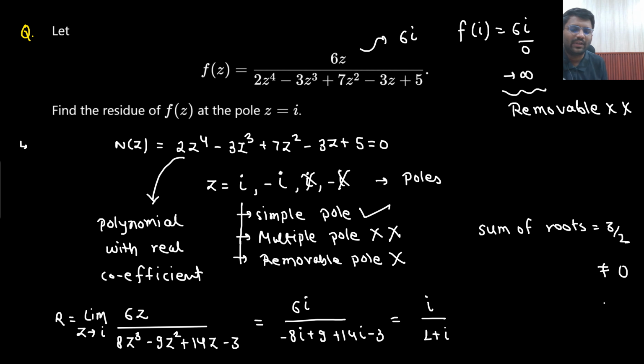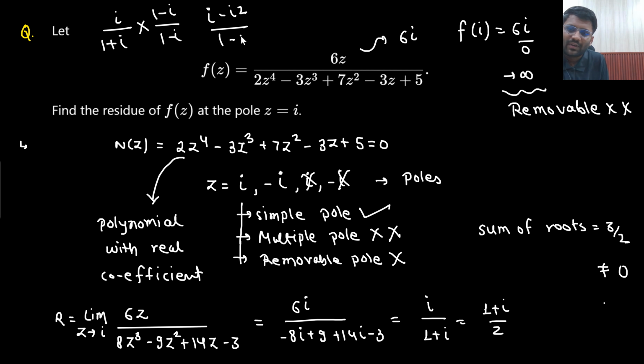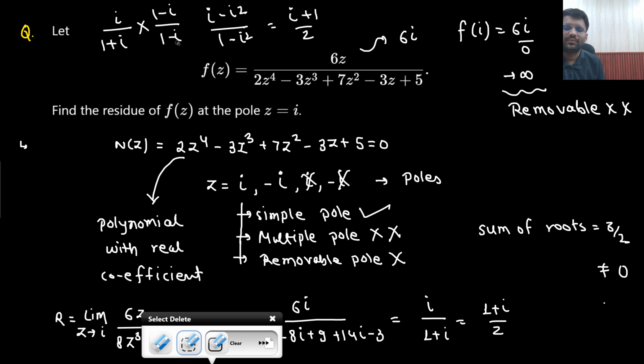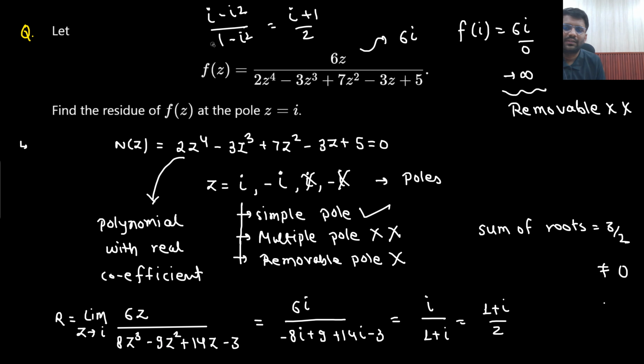When you solve it, you can do the rationalization and you will get the answer to be 1 plus iota by 2. What I have done is that the answer is iota upon 1 plus iota. So I have multiplied 1 minus iota divided by 1 minus iota. So upper side what you are getting, iota minus iota square divided by 1 minus iota square. So what you are getting, iota plus 1 divided by 2. So 1 plus iota by 2. That's the answer that we are getting. Very simple process. So this was the question.